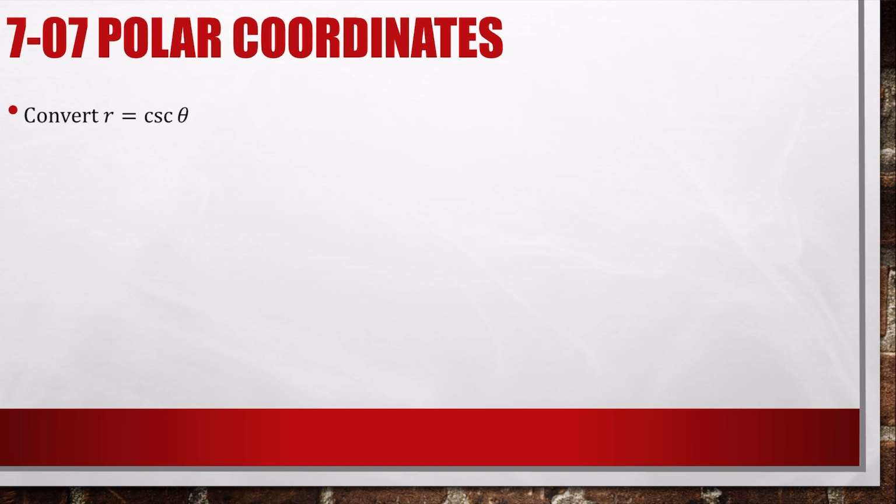Let's convert r equals cosecant theta. Well, that's interesting. Cosecant is 1 over sine. I can multiply both sides by sine theta to get that. Oh wait, r sine theta is y. So this is just y equals 1, which is a horizontal line.